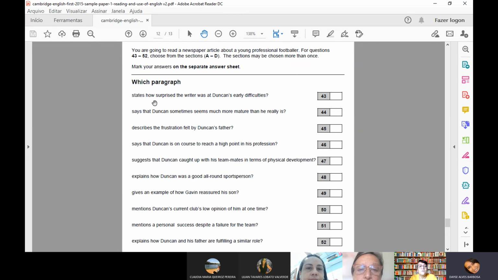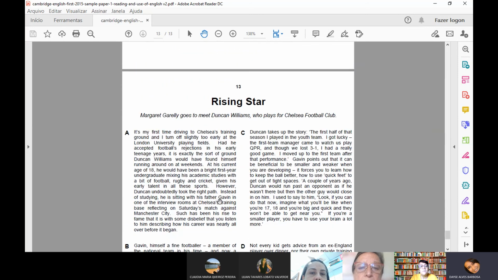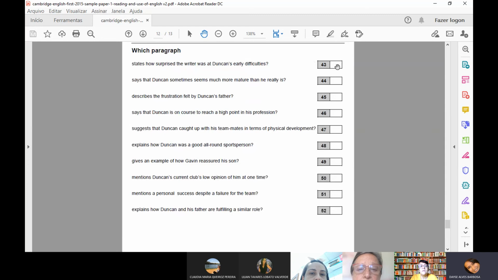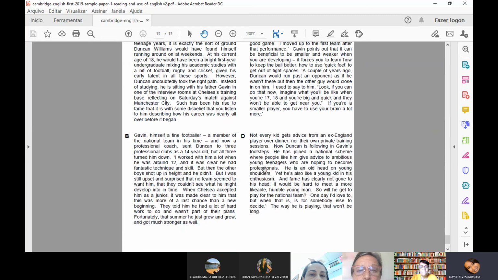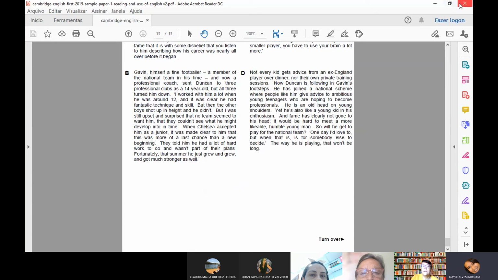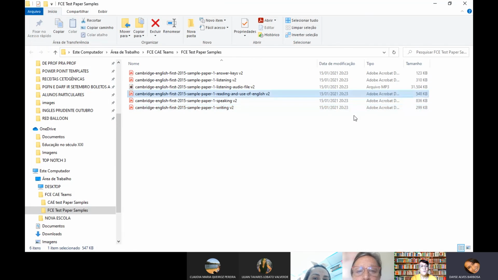For each of the questions, for example, which paragraph states how surprised the writer was at Duncan's early difficulties. So you will just see A, B, C, or D. So you write here A, B, C, or D accordingly and go up to the end, all that. So this is the reading and use of English exam, 1 hour and 15 minutes. How are you gonna get prepared? The more you read, the more you do sample tests like these, the more you get accustomed to it, and the better results, the better answers you're gonna have.